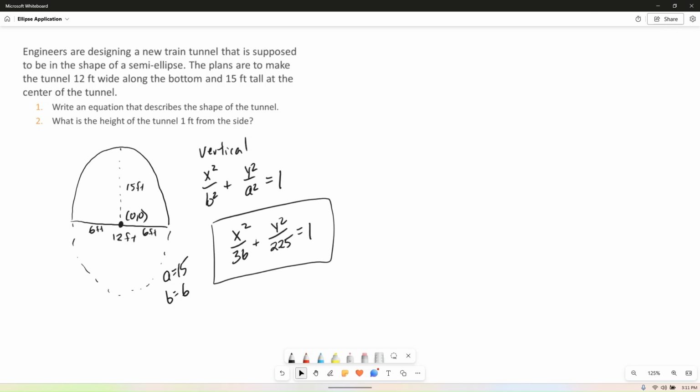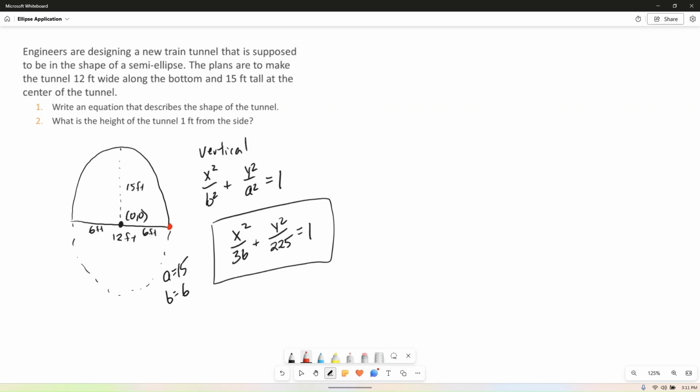Now, technically, we're doing a semi-ellipse, so I'm only going to use the top half of that equation, but that's the ellipse. That's the equation of the ellipse that we want. Okay, so the second part of this question is, what is the height of the tunnel 1 foot from the side? So if we thought of where this endpoint is on the right side, and you can do the left side too, it doesn't matter. It's a symmetric shape.